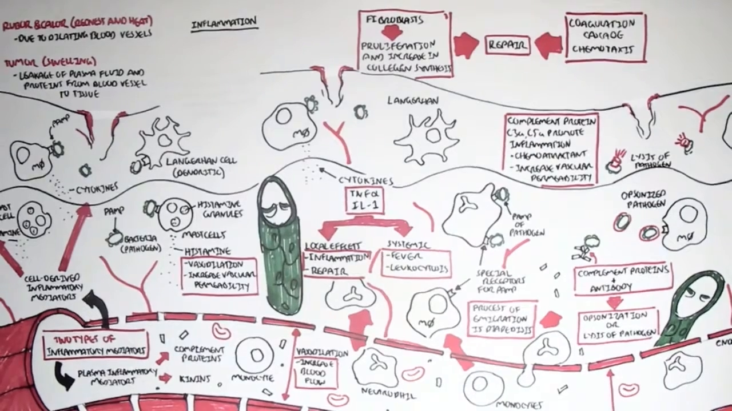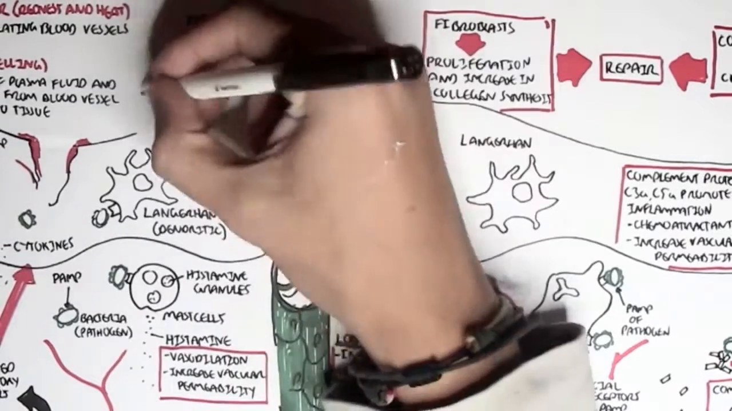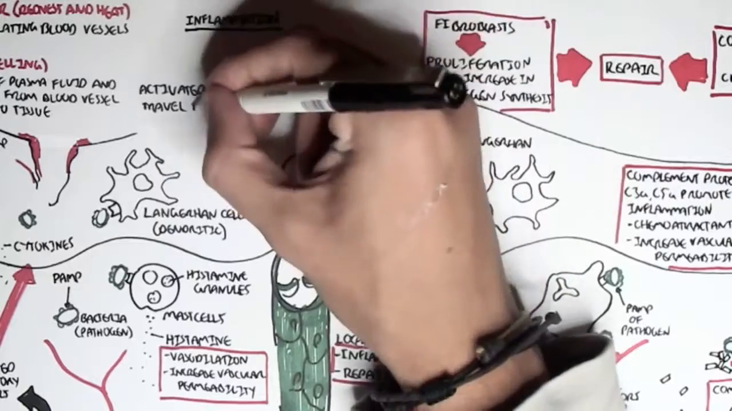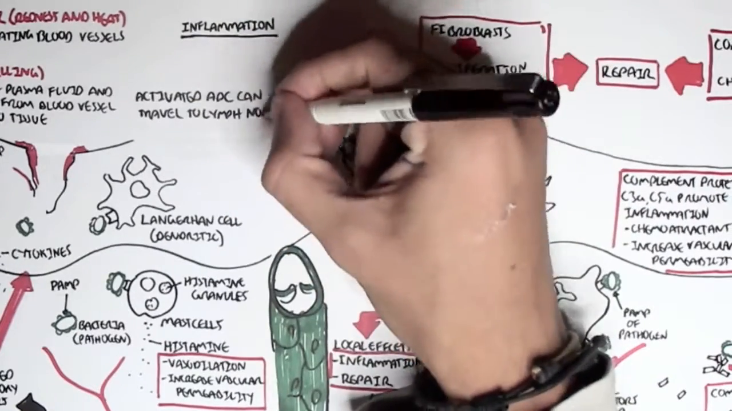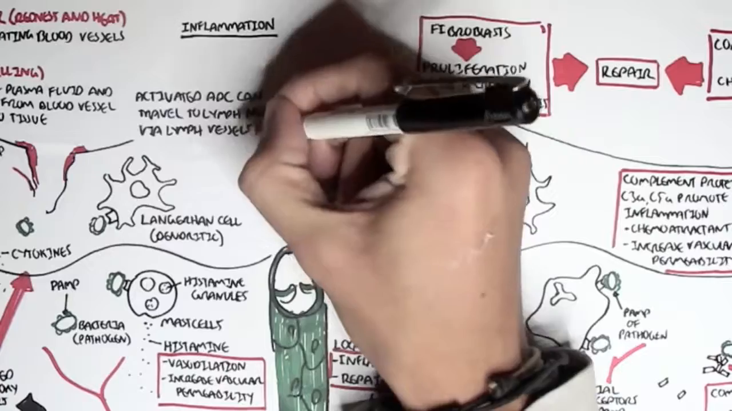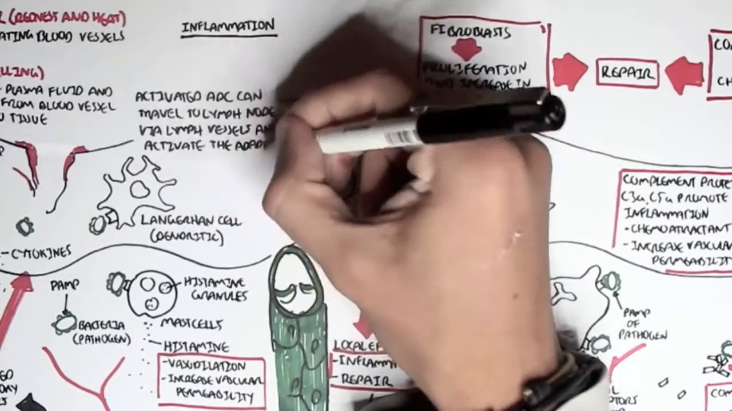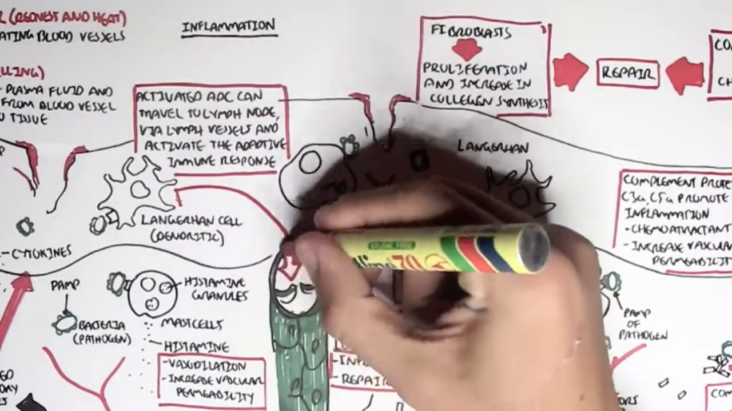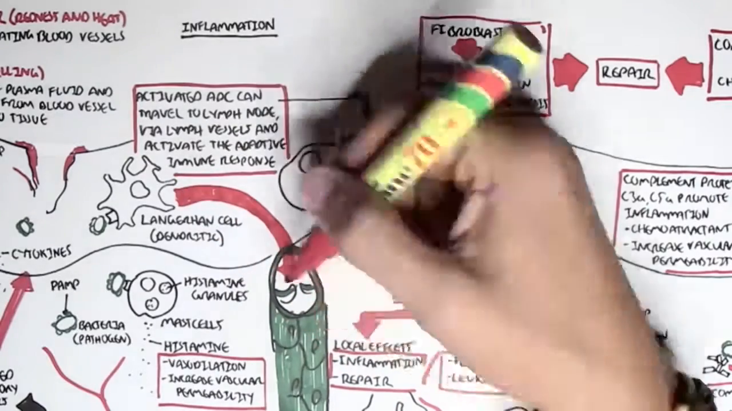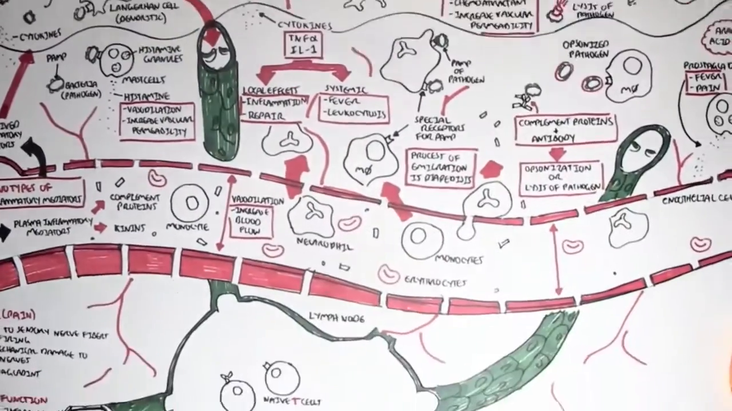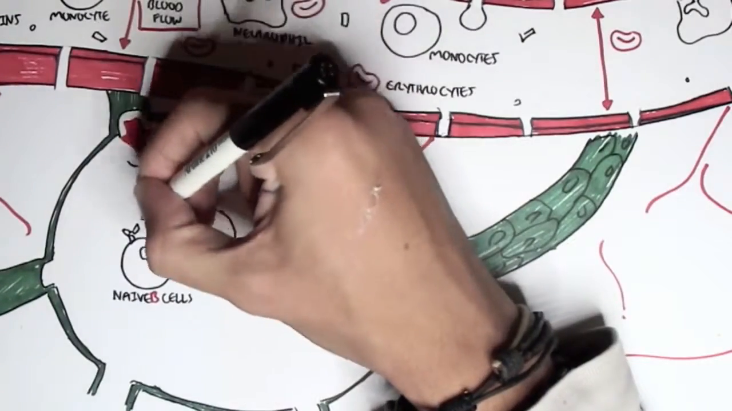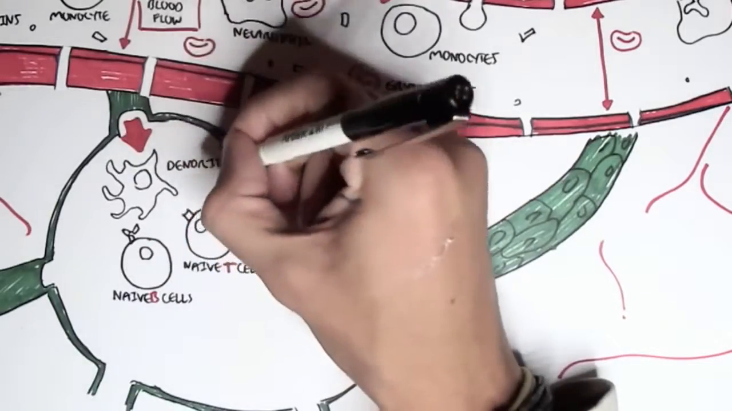antigen-presenting cells, such as dendritic cells or macrophages, can engulf the bacteria or the pathogen. This will activate the antigen-presenting cell, which will then allow it to travel to the lymph node via the lymph vessel and activate the adaptive immune response, to activate the cells within the lymph node, the naive B and T cells. So here, this dendritic cell, upon activation, travels to the lymph node with the antigen of the pathogen, essentially with the pathogen. And with the pathogen, it will activate the naive B cell and T cell.